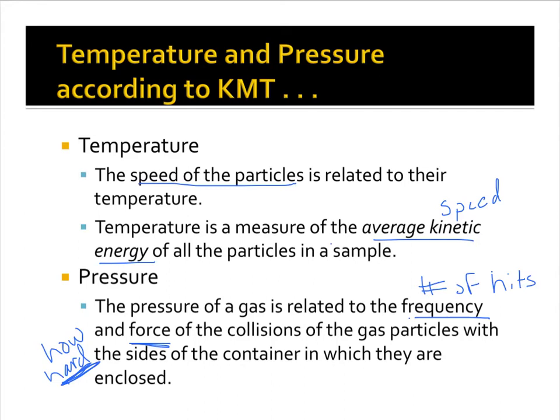Frequency, well, if they're going faster, then they can move across the container quicker and they can hit more often. So that same particle can bounce back and forth 5 or 6 times when it's hot and moving fast versus hitting only a couple times if it was moving slower and was a colder particle. So temperature and pressure, that's their direct relationship.